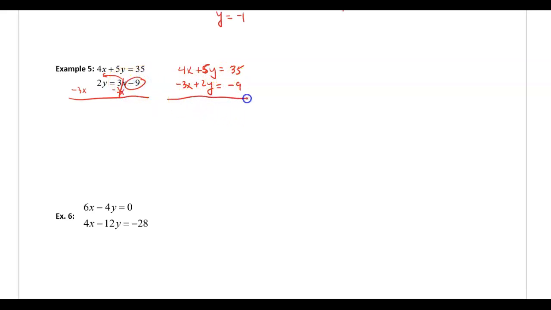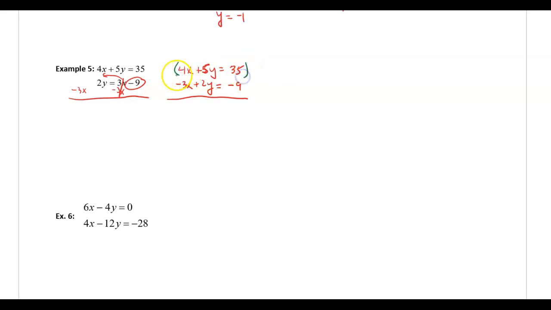Negative 9. But here's the thing. I have both equations in standard form. All my like terms are aligned. But if I add the x's together or the y's together, I don't get 0. So now I have to figure out which one's easiest to eliminate. This one, you can go one of two ways. It's easy to eliminate the x's or the y's. So if I wanted to eliminate, say, the x's, right?